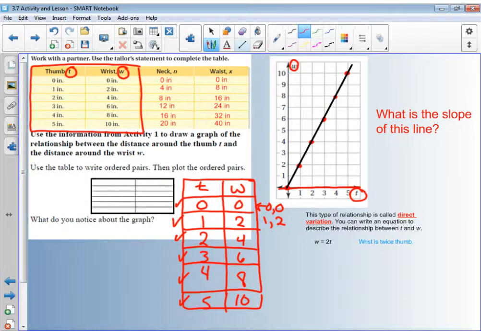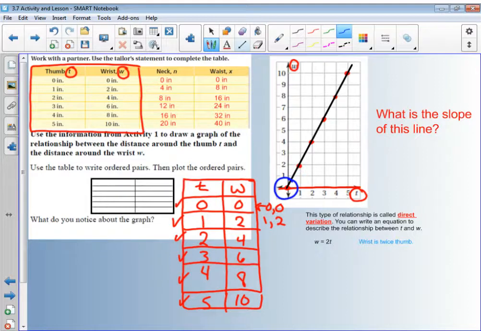The other thing that always happens with direct variation is your line will always cross through the origin, or 0, 0. So those are the two qualifications if you're looking at a line. It has to be straight and it has to cross through 0, 0 in order to be considered direct variation. So this picture that we see is a relationship that we call direct variation.